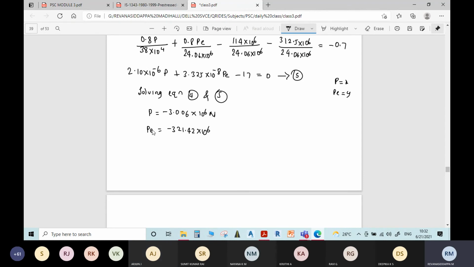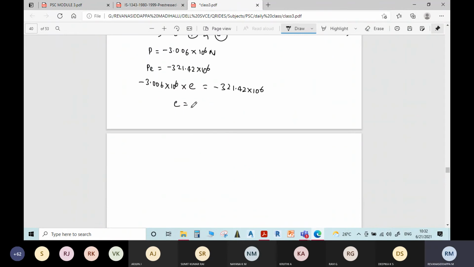Okay. Now you can find eccentricity, right? You substitute P is equal to minus 3.006 into 10 power 6 into e is equal to minus 321.42 into 10 power 6. Now this minus gets cancelled. Finally, you get the eccentricity required. 106.92, sir. 106.92 mm.